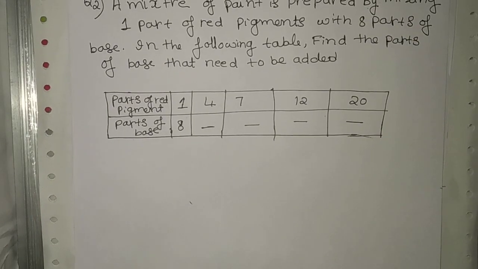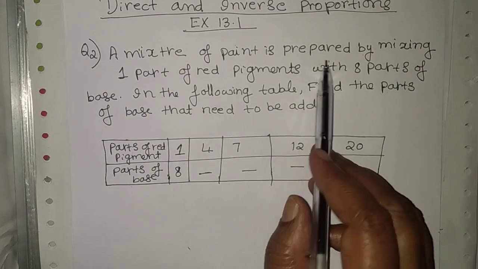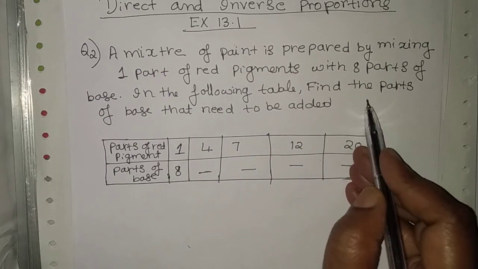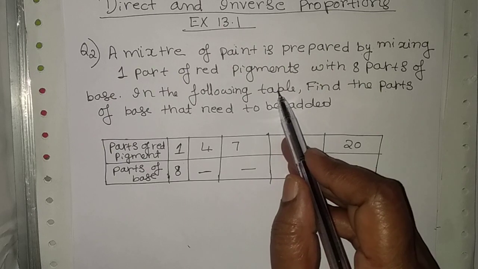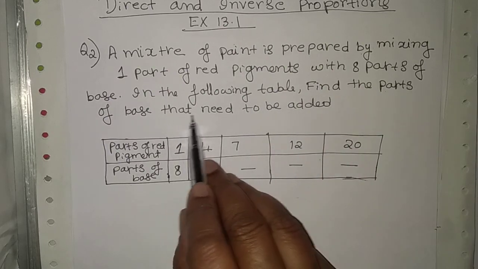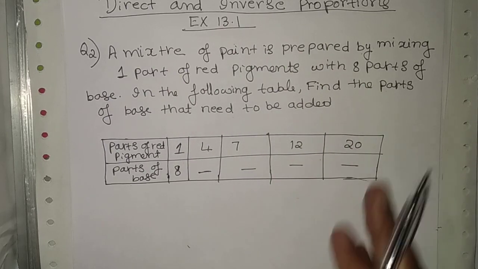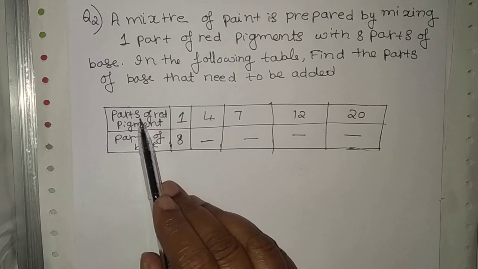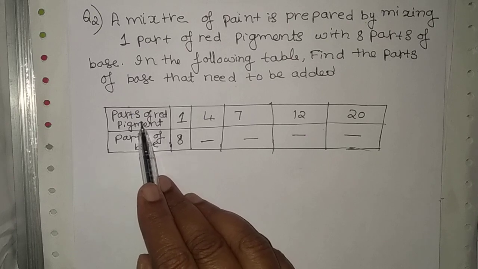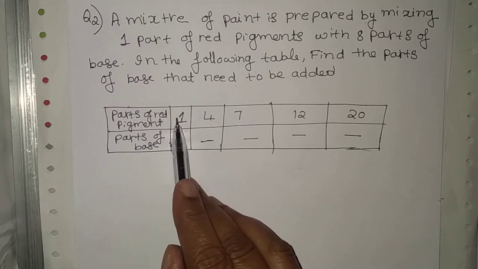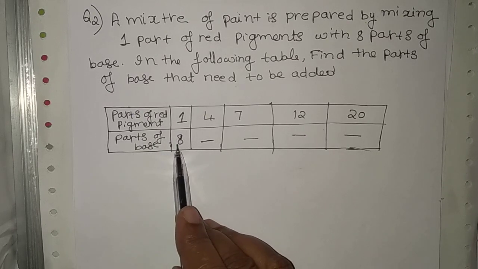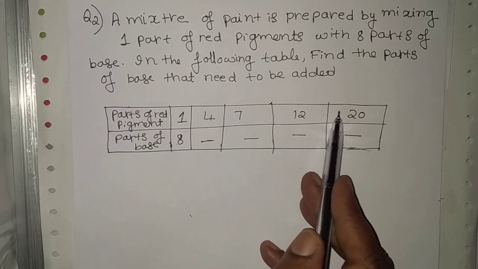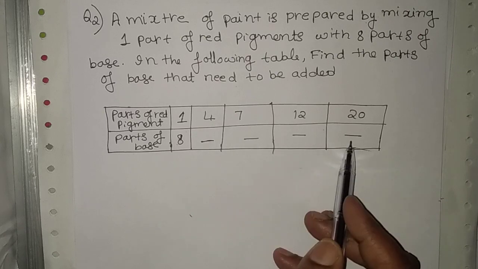Second question is, a mixture of paint is prepared by mixing 1 part of the red pigments with 8 parts of the base. In the following table, find the parts of the base that need to be added. So here they have given the table. Parts of red pigment is 1 and parts of base is 8. In the table they have given only the parts of the red pigment. We have to find out the parts of the base here.